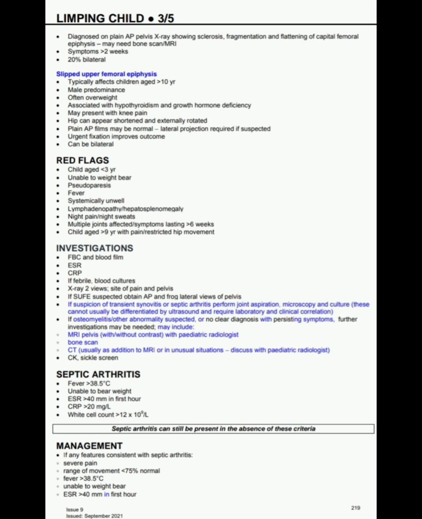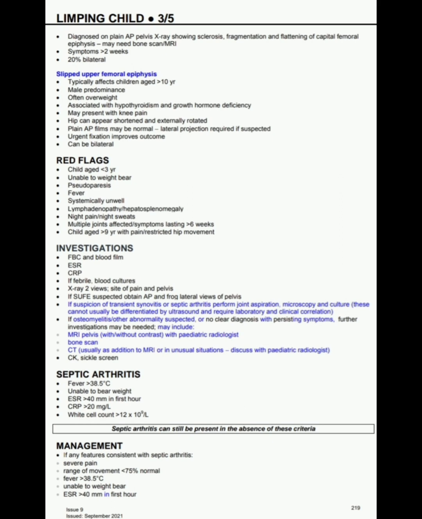Now, very important are the red flags of limping. When a child presents with limping, the red flags we need to exclude are: child aged less than 3 years, unable to weight bear, pseudoparesis, fever, systemically unwell, lymphadenopathy or hepatosplenomegaly present or not, night pain and night sweats, multiple joints affected, symptoms lasting more than 6 weeks, child aged more than 9 years with pain or restricted hip movement.